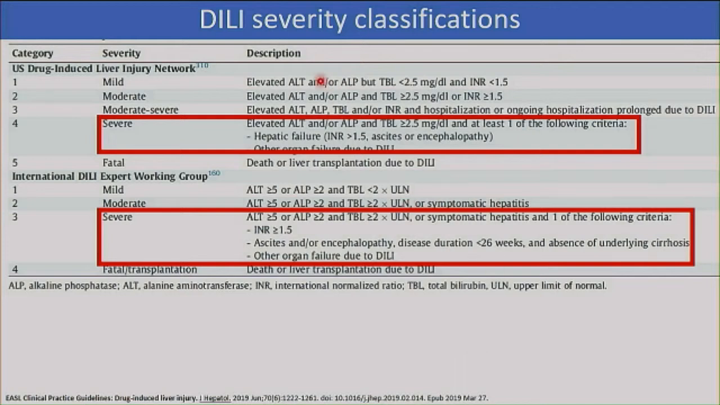And then this is some classification of severity of DILI. They use ALT and usually total bilirubin in this U.S. Drug-Induced Liver Injury Network. They use the total bilirubin more than 2.5 milligram per deciliter. And the International DILI Expert Working Group also makes the cutoff of ALT that more than 5.